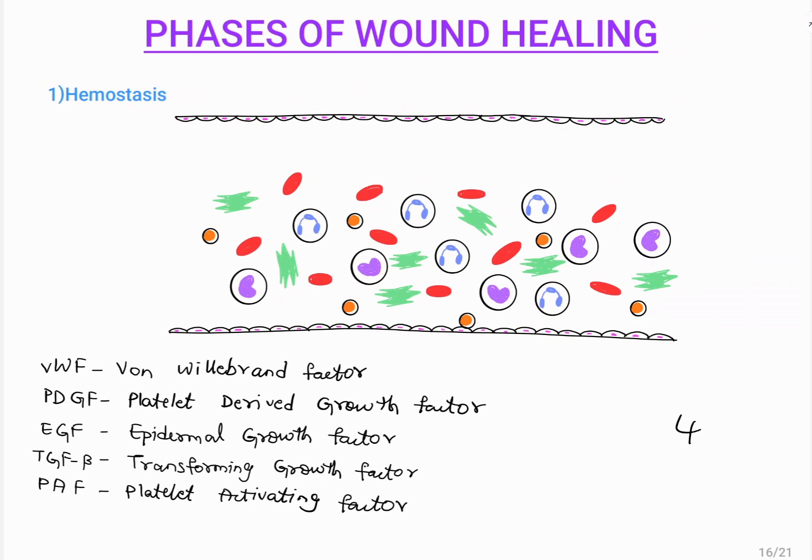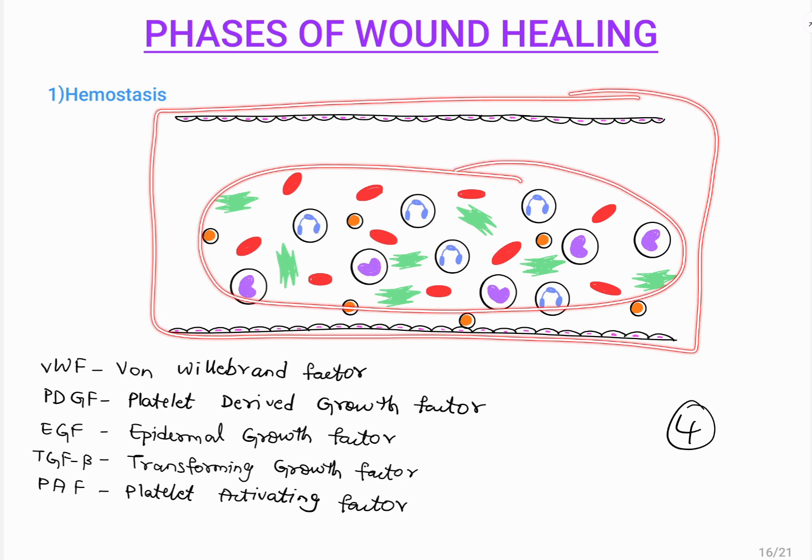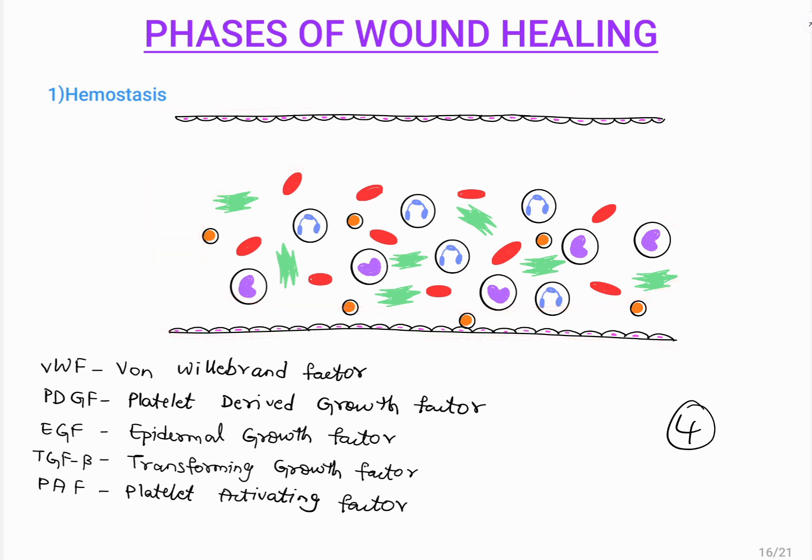There are totally 4 phases of wound healing through which a wound passes to get completely healed. The first phase is hemostasis. Let us consider this as a blood vessel and these are the elements of the blood. Majorly we can see RBC, WBC. In WBC we can see neutrophils, macrophages, and these are the fibroblasts and these are the platelets.